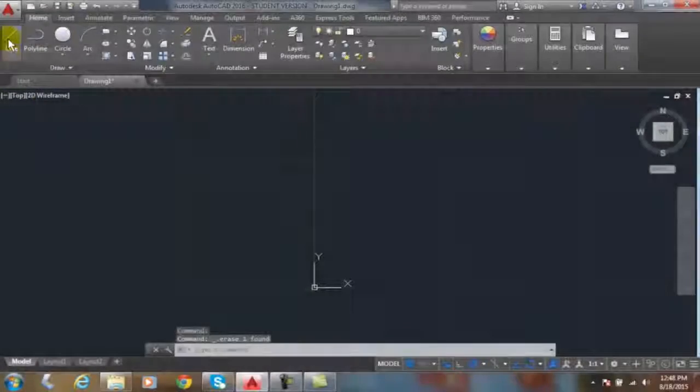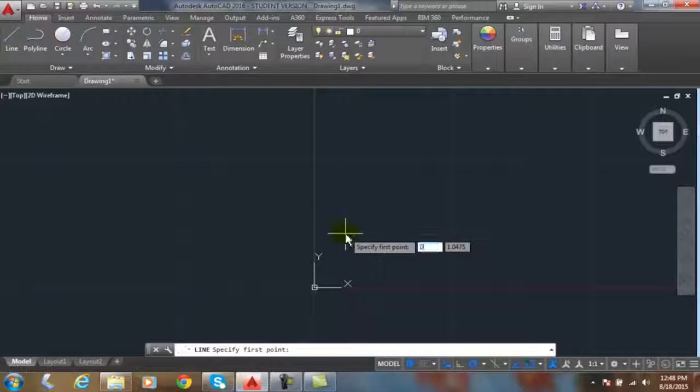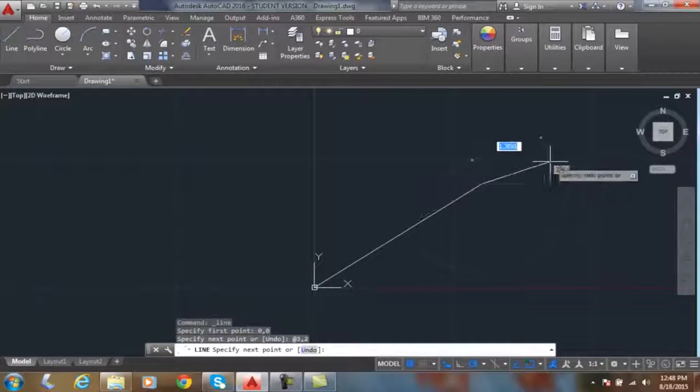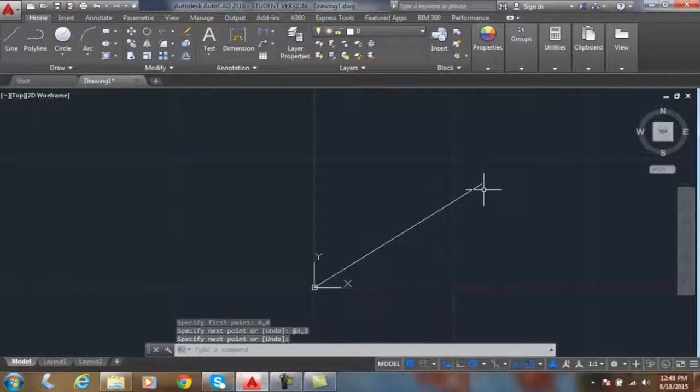Let's draw a line to understand what a relative coordinate is. I'm going to start from the origin. Then I want to go @3,2, and from that location I went 3 units to the right in the X and up 2 units.